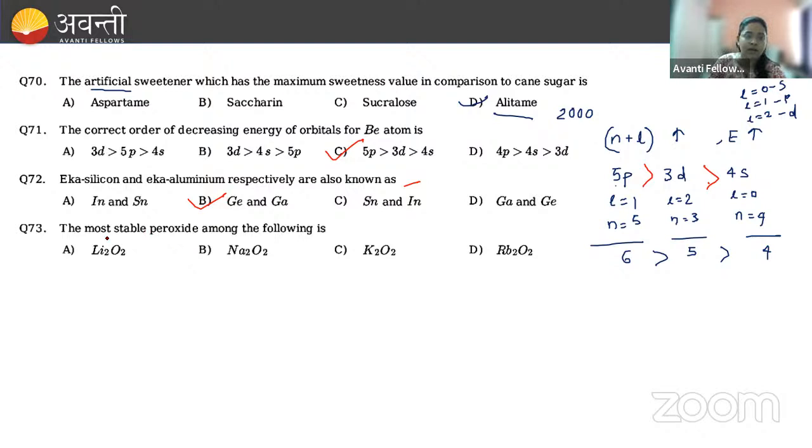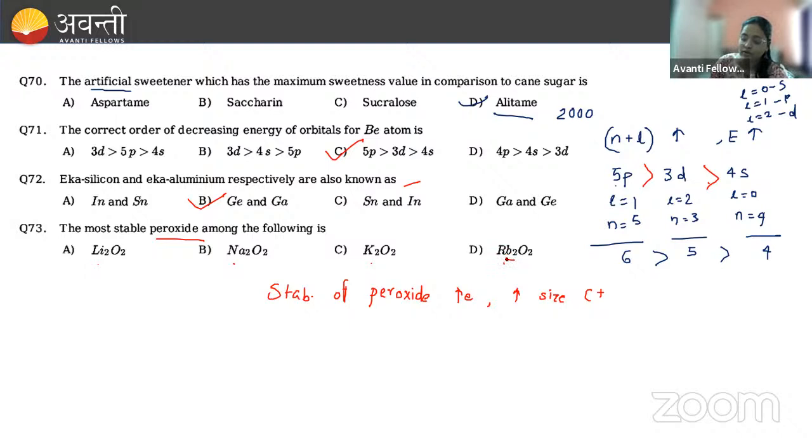That is, the most stable peroxide among the following is: Li2O2, Na2O2, K2O2, Rb2O2. So here the stability of a given peroxide increases with increase in the size of the cation. So here the cations are lithium, sodium, potassium and rubidium. Whose cation size is bigger? Rubidium is the biggest cation present here.